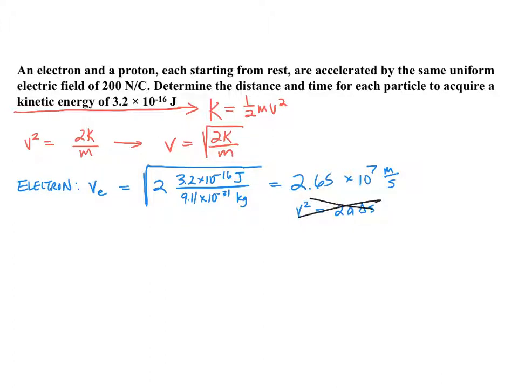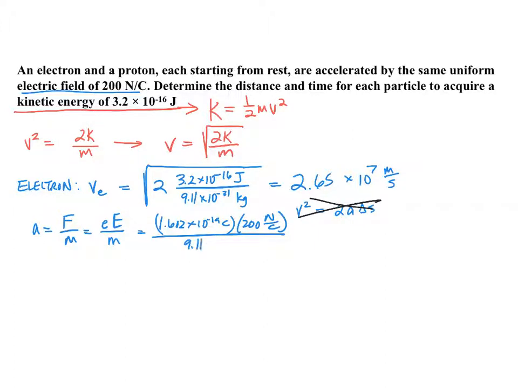We can't go kinematics. What we can do, we know that acceleration equals force per unit mass. We know that the force is going to be the charge times the electric field. That's the way force is defined. In this case, the charge is an elementary charge unit. The electric field's given up here in the problem, and the mass of that electron is known. So 1.602 times 10 to the minus 19 coulombs times 200 newtons per coulomb over the mass of an electron.